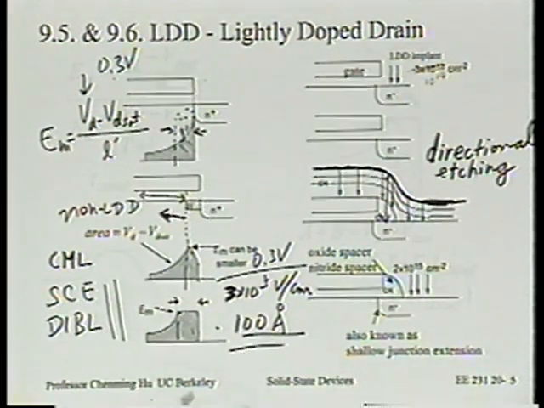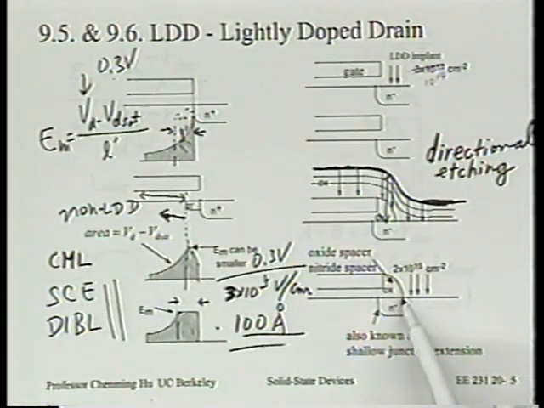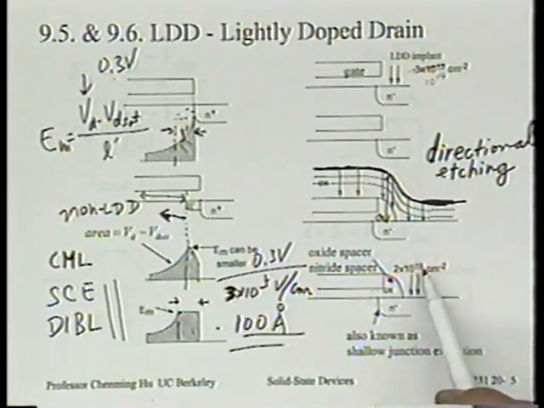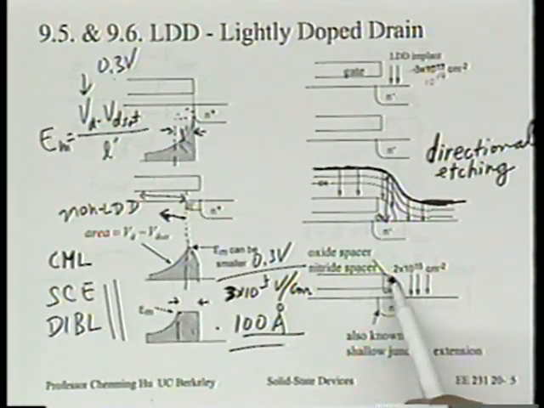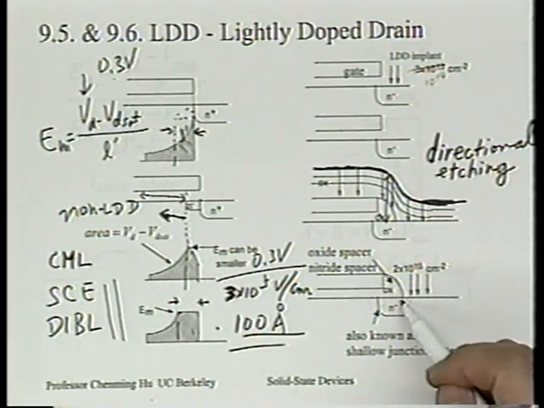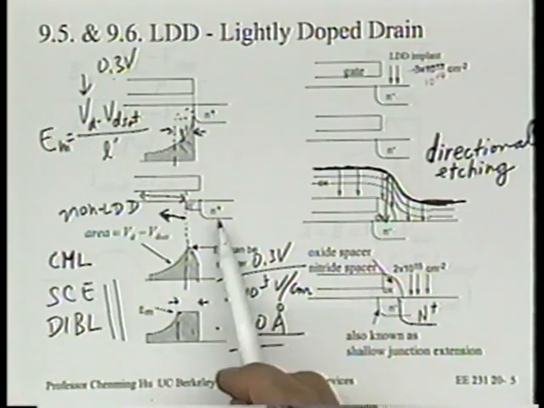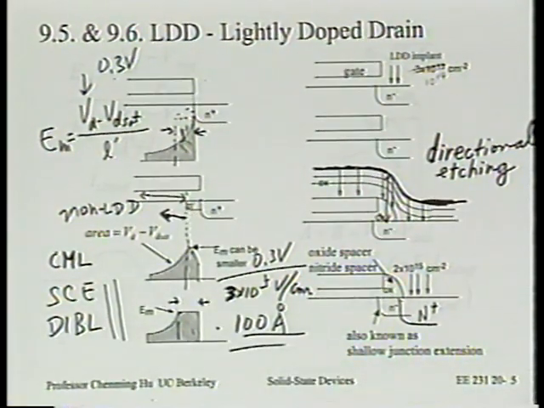Once we have the oxide spacer, then we can use that oxide spacer as the mask for the high dose N+ implant. See that? Yes? So with this, we end up with an LDD N+. So we end up with such a case, N+ and N-. Is that okay? All right.